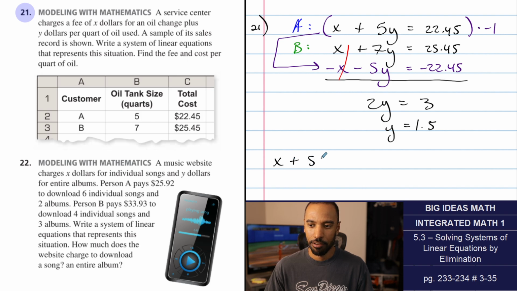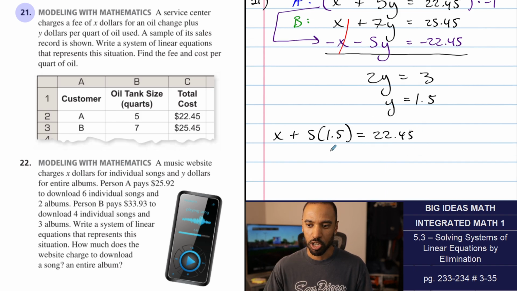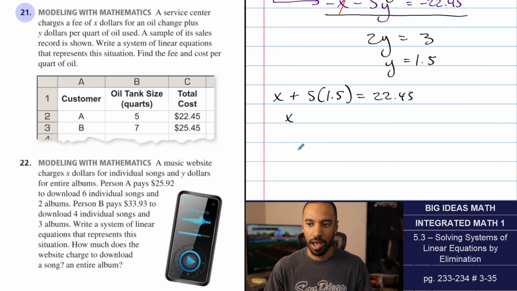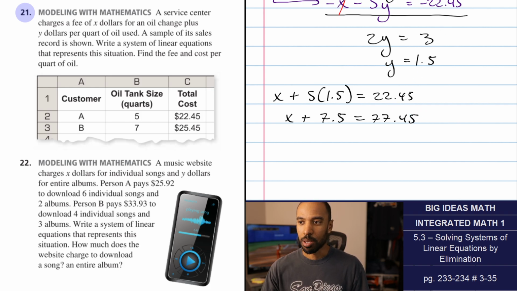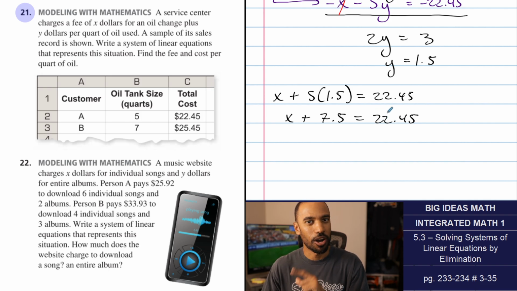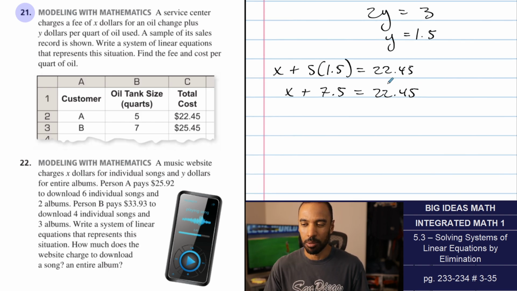x plus 5 times 1.5 equals 22.45. This basically shows... I'm paying how many dollars per oil change? Well, I'm paying $7.50, 7.5 here, for a quart of oil. Excuse me, for 5 quarts of oil. And somehow it turned to $22.45. That's the upcharge that oil change is due to you, folks. Make sure you double check on those things.